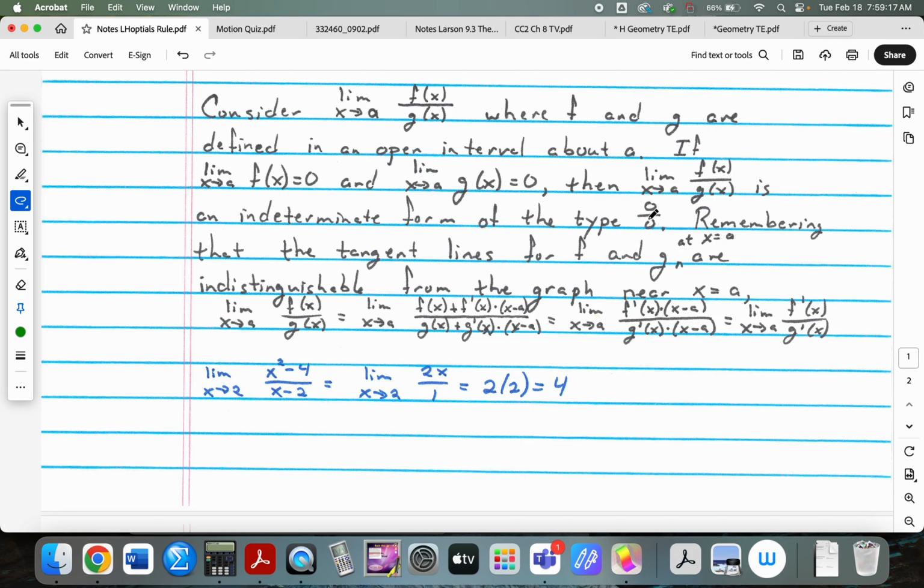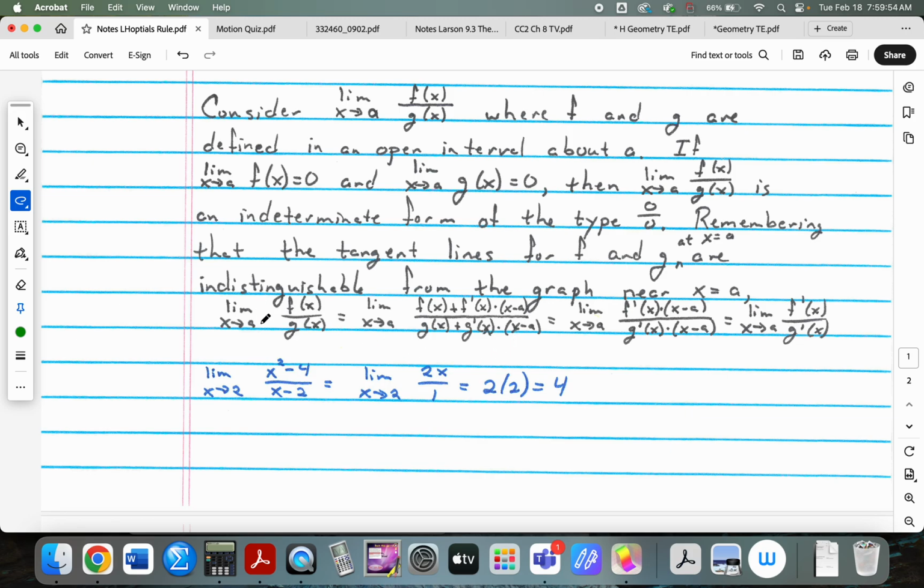So how can we deal with this? Well, after we had done limits, we learned about derivatives and we learned about tangent lines. So the tangent lines for f and g at x equals a are indistinguishable from the graph of f and g near x equals a, right? When we zoomed in on the tangent line, you couldn't tell the tangent line from the function. So what we're going to do is replace f and g with a tangent line approximation.